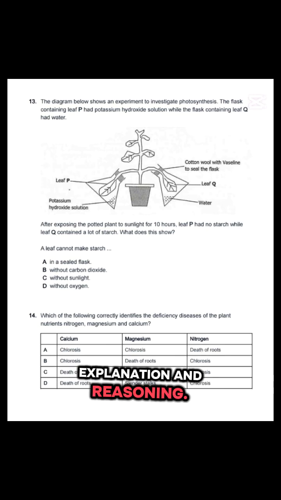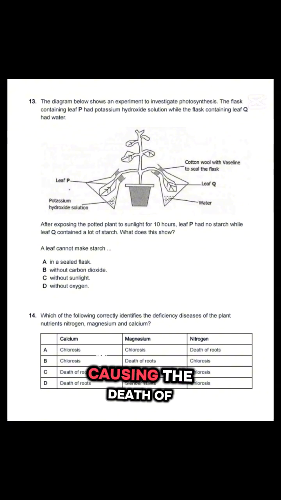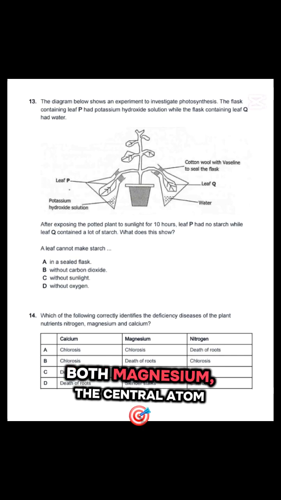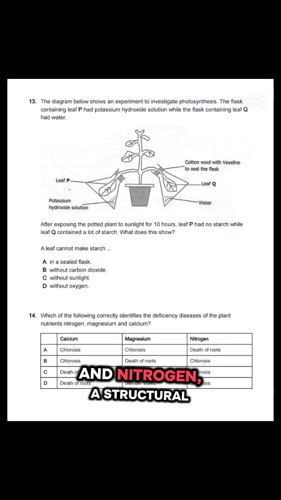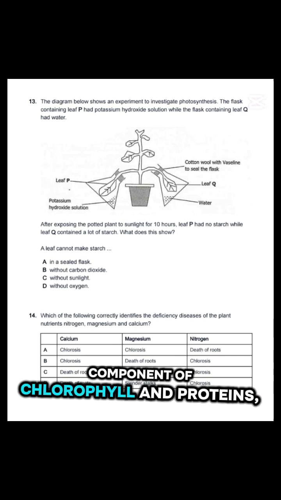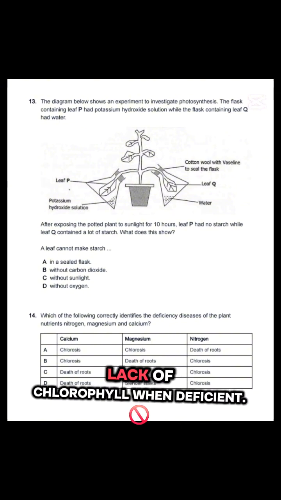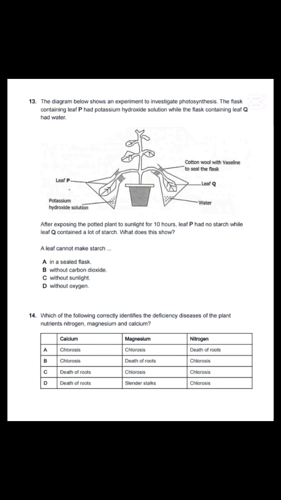Explanation and reasoning: a lack of calcium prevents proper cell division at growing tips, causing the death of root tips and meristems. Both magnesium, the central atom of chlorophyll, and nitrogen, a structural component of chlorophyll and proteins, cause chlorosis, yellowing of leaves due to a lack of chlorophyll when deficient.